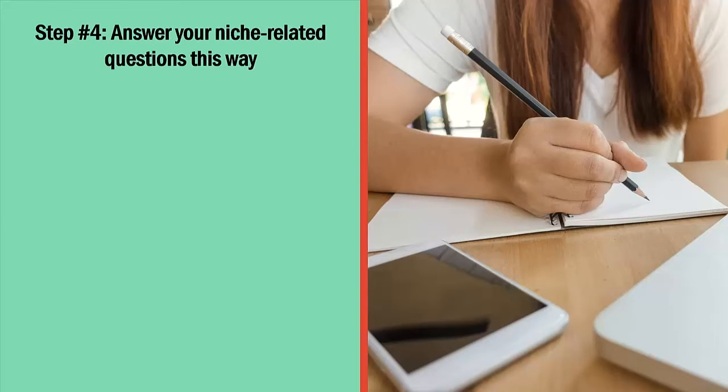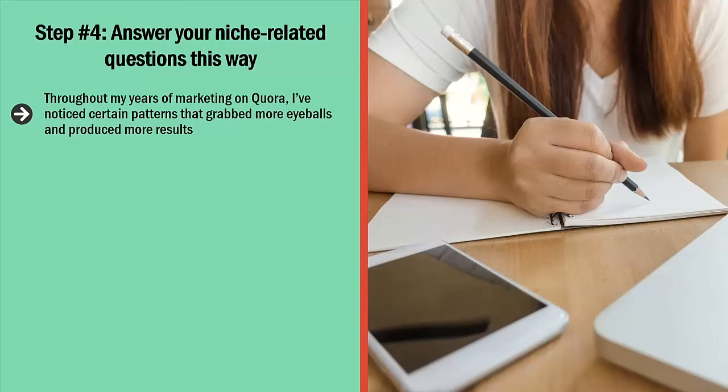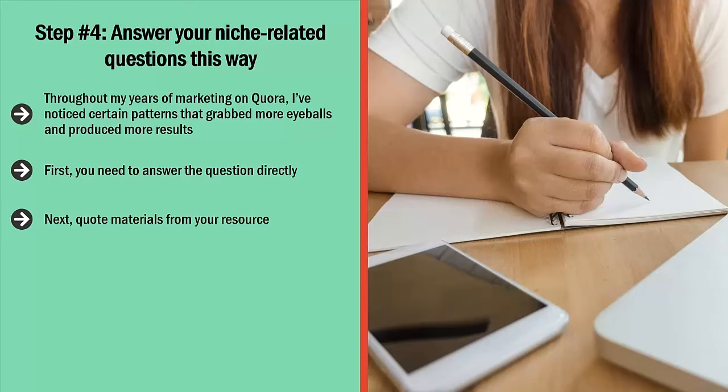Step number 4. Answer your niche-related questions this way. Throughout my years of marketing on Quora, I've noticed certain patterns that grabbed more eyeballs and produced more results. Your answers should fit the following pattern. First, you need to answer the question directly. Read the question several times. What are they asking? What are they not asking? Are there any limits to the answers that they're looking for? Next, quote materials from your resource. If you're going to be dropping a link to your layer 1 content, quote a block of text from that content and explain why it is relevant.